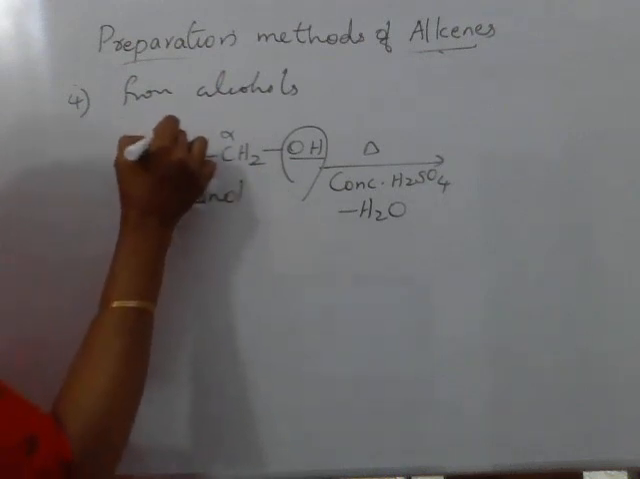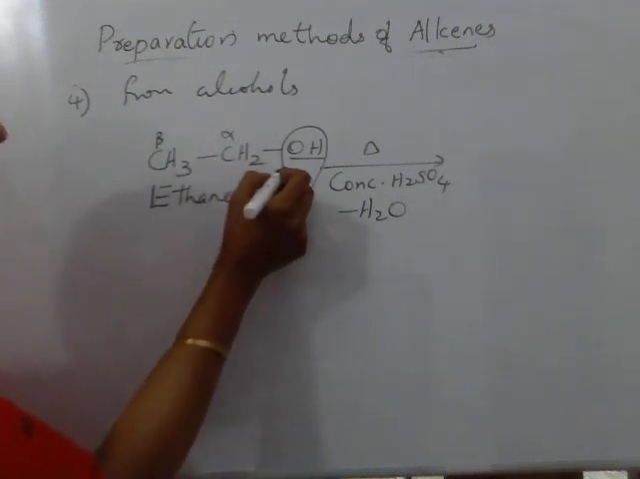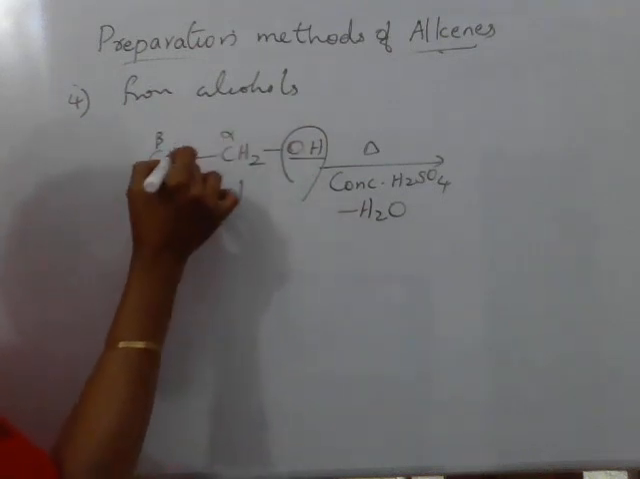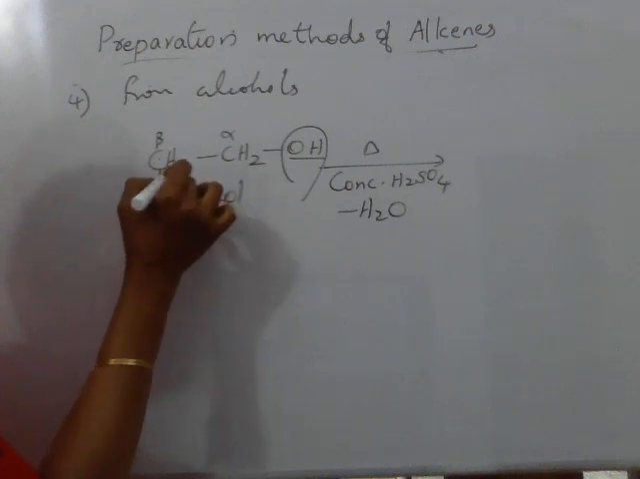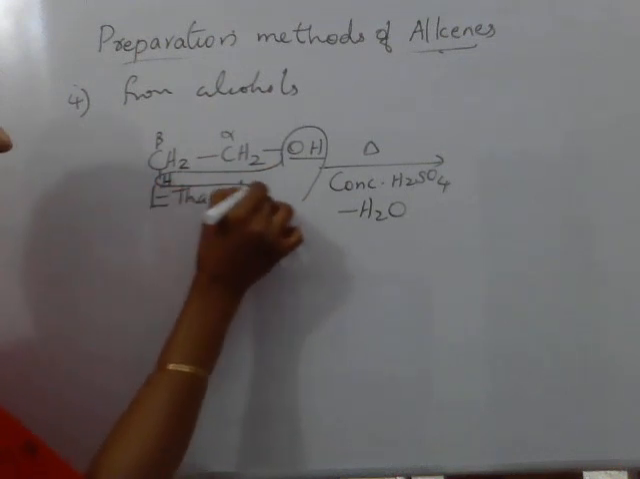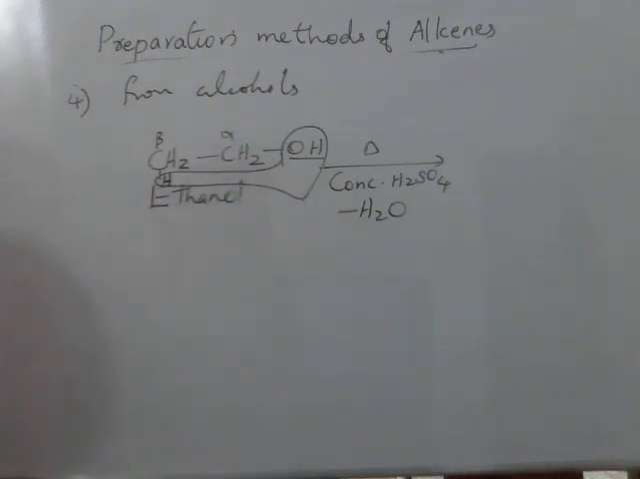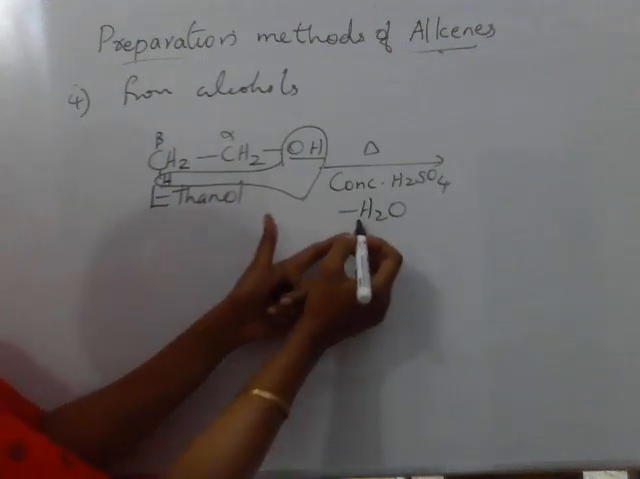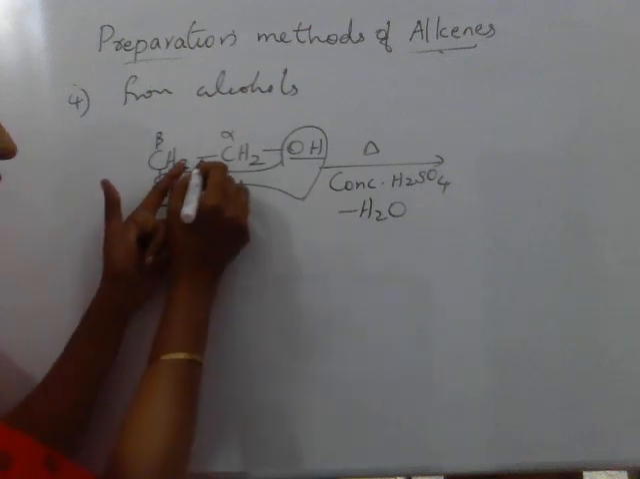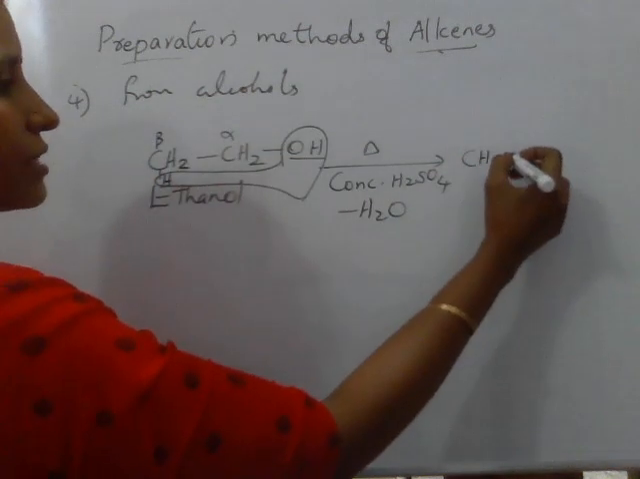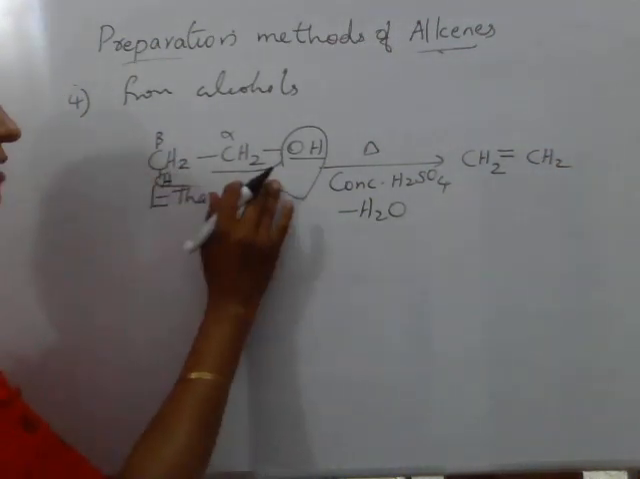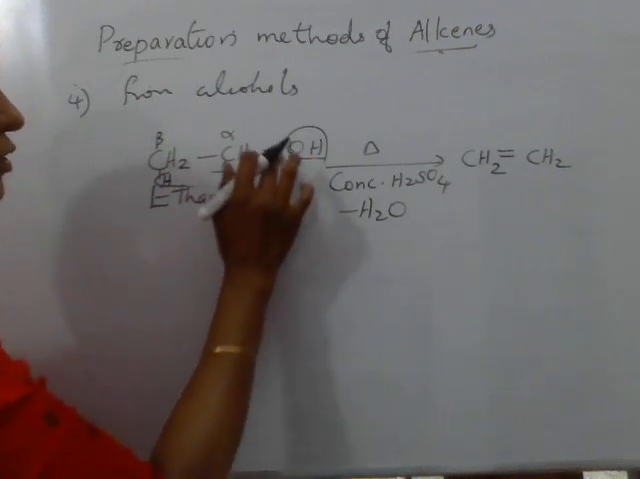The next carbon atom is named beta. So the OH group will be eliminated from the alpha carbon, and one of the hydrogen atoms from the beta carbon, CH2H, one of the hydrogen atoms from the beta carbon. These two will be eliminated together. These two will be eliminated as a molecule of water, H2O. So what happened here? A double bond will be produced. CH2 double bond CH2.